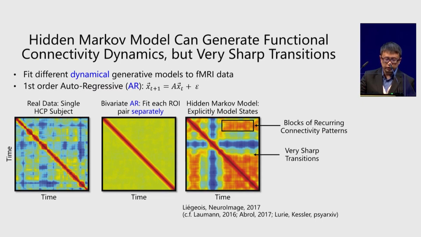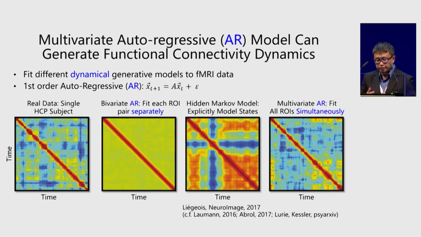So what Raphael did was that instead of fitting a bivariate autoregressive model, he fitted a multivariate autoregressive model. The only difference is that in the bivariate autoregressive model, we fit it to each pair of brain regions, while in the multivariate autoregressive model, we fit it to all brain regions jointly. And we can see that with the multivariate autoregressive model, we can actually generate very good functional connectivity dynamics.